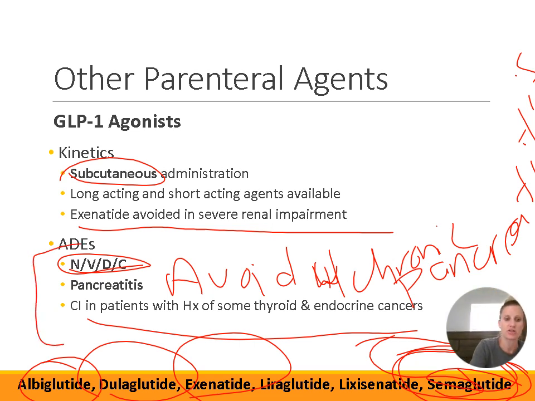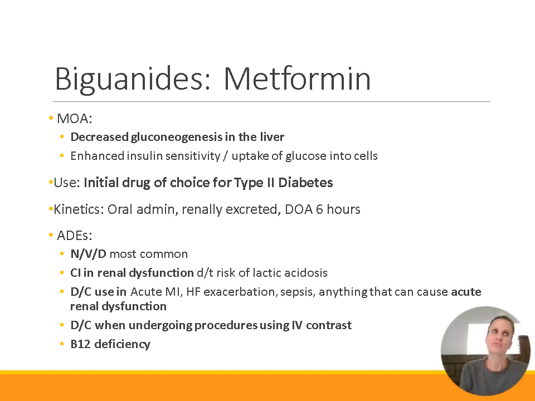Notice here under adverse drug effects that these do not cause hypoglycemia themselves. Just the GLP-1 agonist itself does not cause hypoglycemia. The insulin does, but the GLP-1 agonist does not. Okay, that's it for injectable agents. Now the rest of the agents that we'll talk about are oral agents.